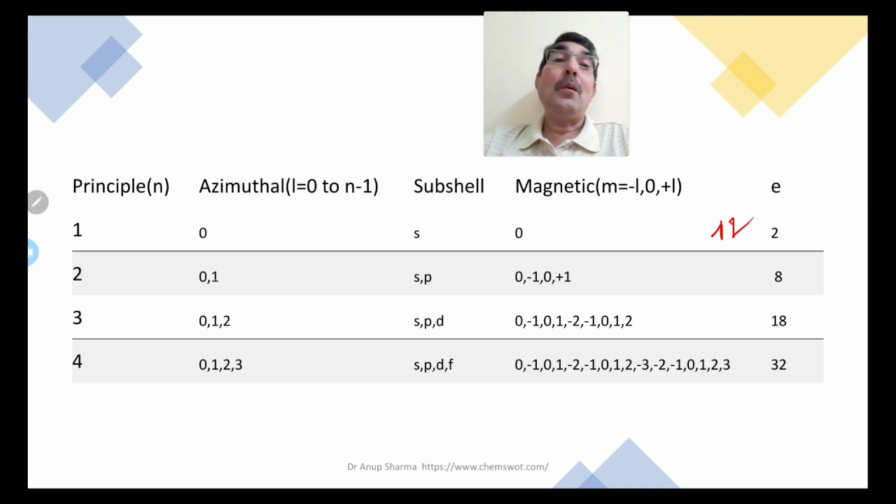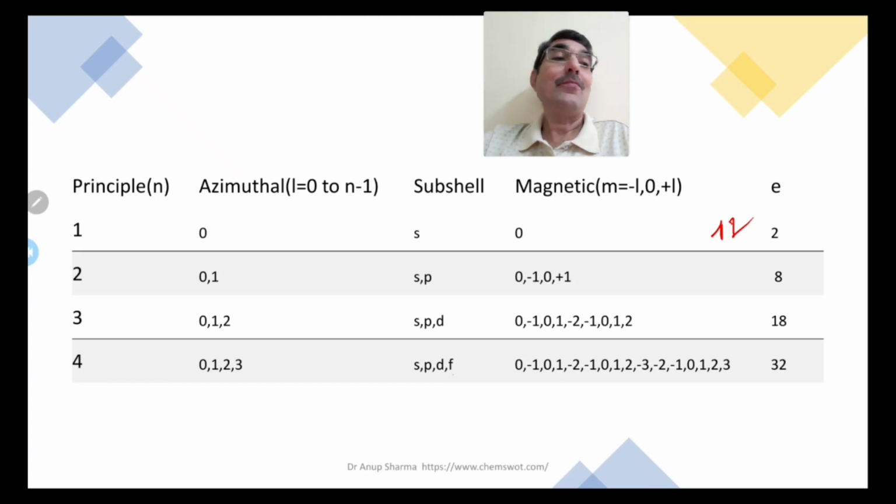And L equals 0, we have seen already, S subshell. L equals 1 means P subshell. Similarly, L equals 2 means D subshell. L equals 3 means F subshell. So L equals 0, S subshell; L equals 1, P subshell; L equals 2, D subshell; L equals 3, F subshell.